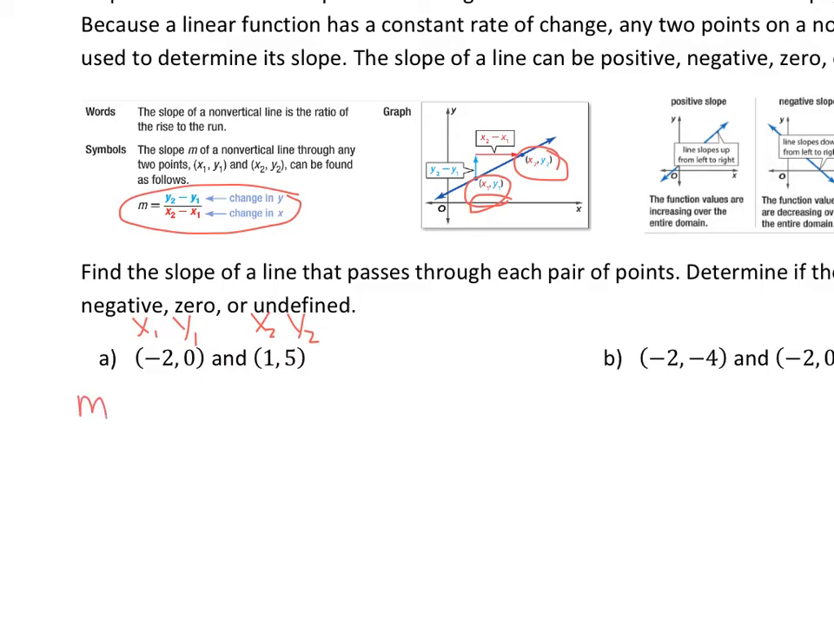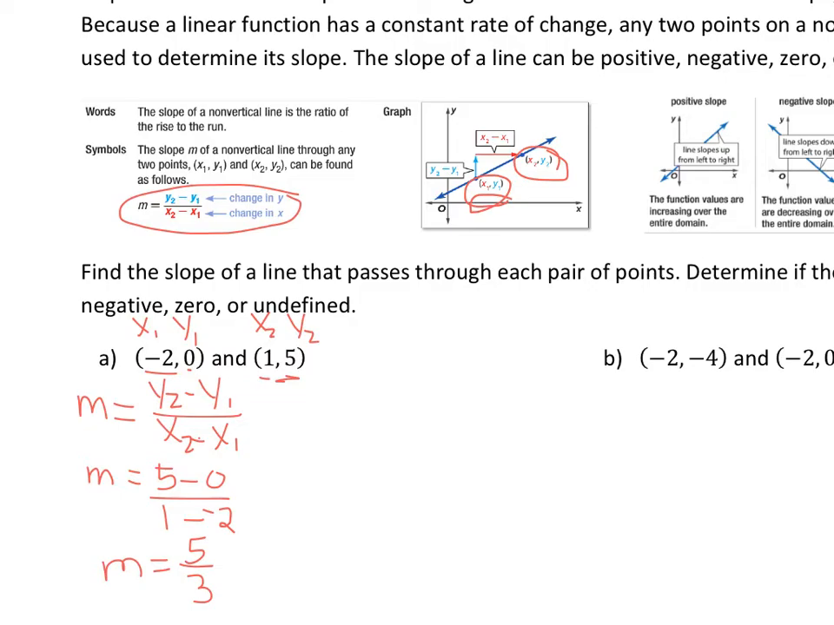So our slope, make sure you write the formula out, m equals y2 minus y1 over x2 minus x1. We don't know the slope, that's what we're finding. From here you just plug in your values. y2 is 5, y1 is 0, divided by x2 is 1, x1 is negative 2. Notice how I have 1 minus already before I even put in my other value. It will be 1 minus negative 2. 5 minus 0 is 5, and 1 minus negative 2 is 3.